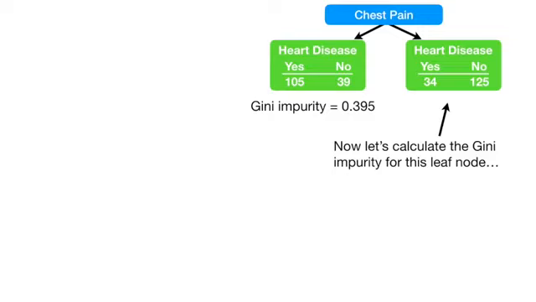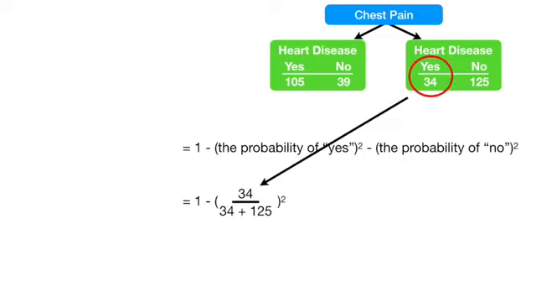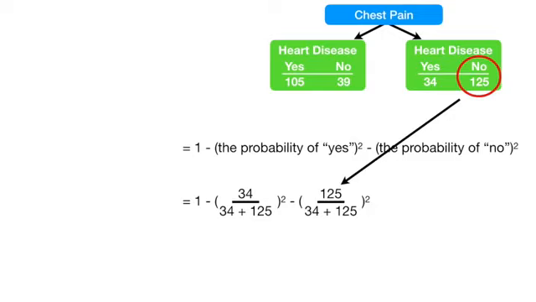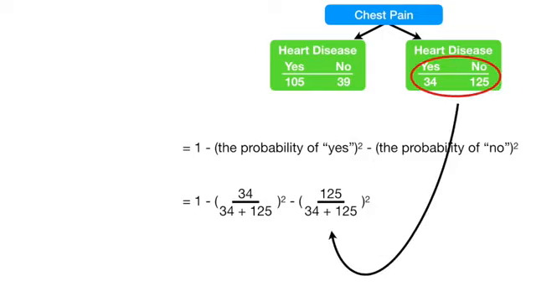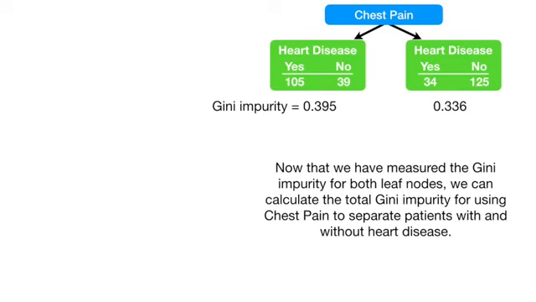Now let's calculate the Gini impurity for this leaf node, the one on the right. Just like before, it equals 1 minus the probability of yes squared minus the probability of no squared. And the probability of yes is 34 divided by the total number of people in this leaf node, and the probability of no equals 125 divided by the total number of people in this node. And if we do the math, we get 0.336.